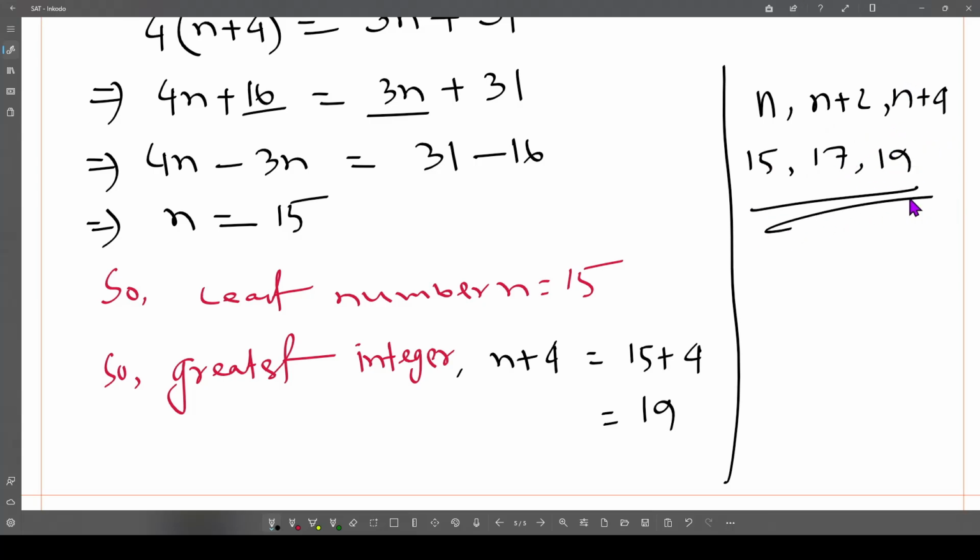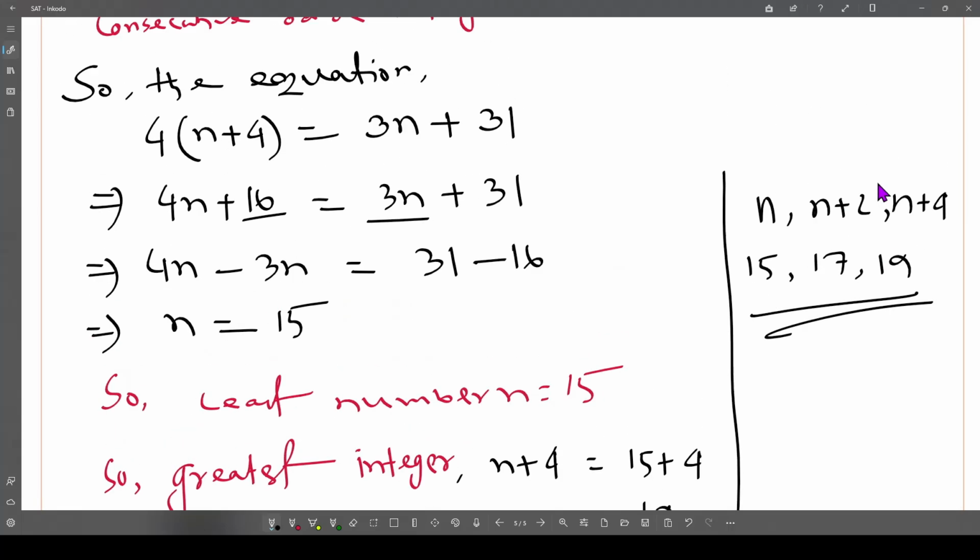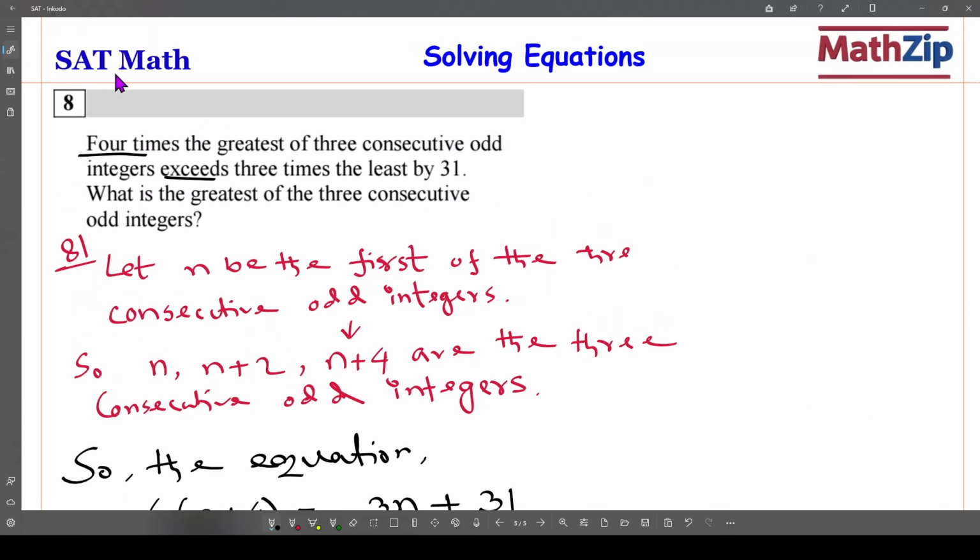I hope you cleared this one. This is very important math, and you will face these kinds of math in the SAT exam, city exam, IGCSE exam, math Olympiad, lots of things.